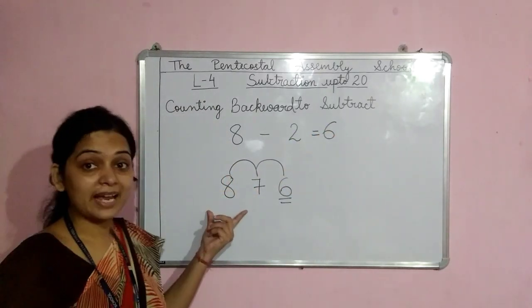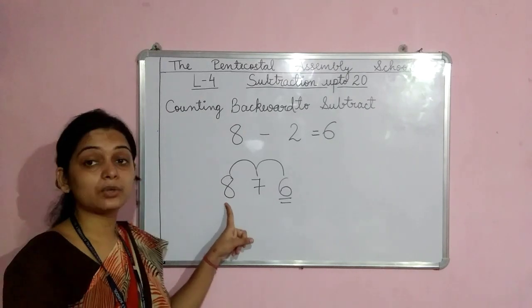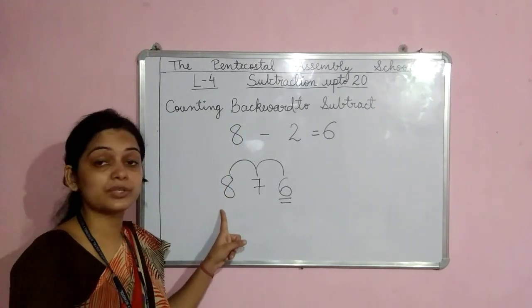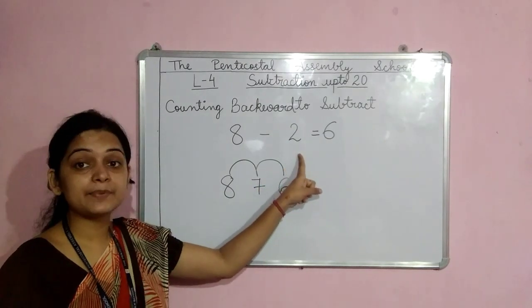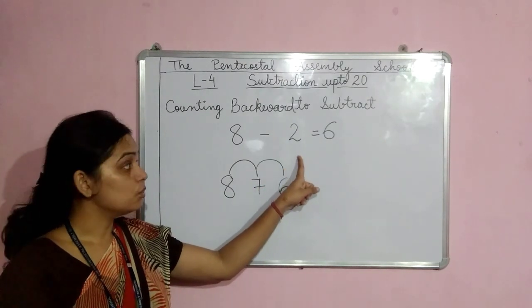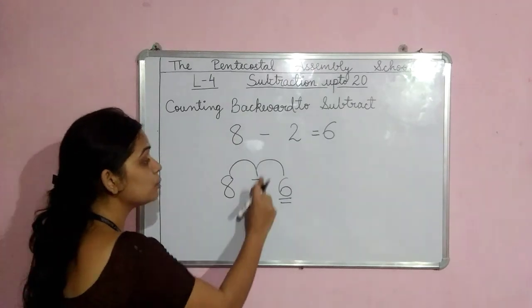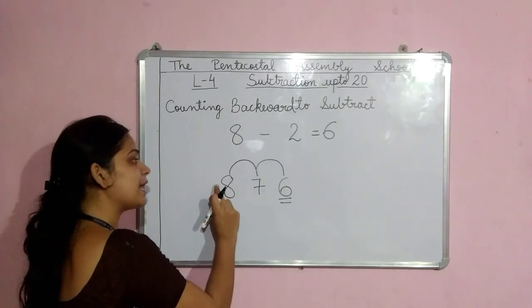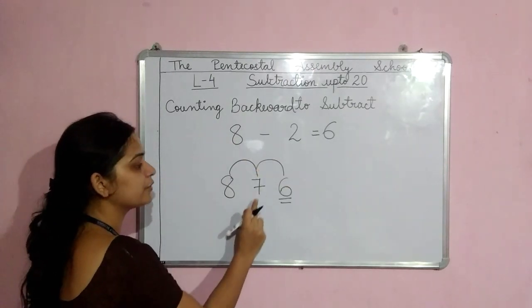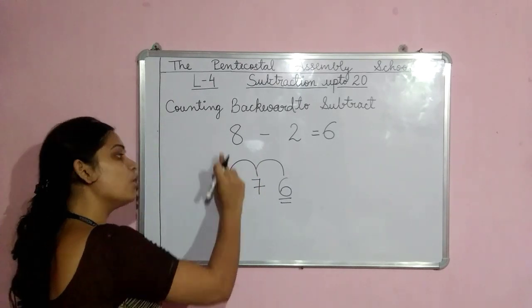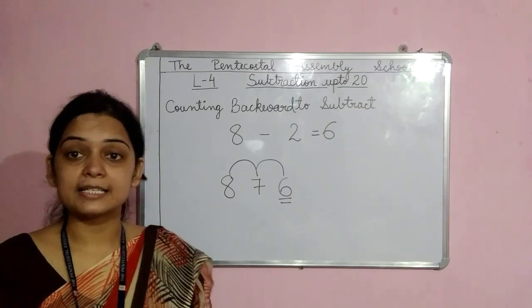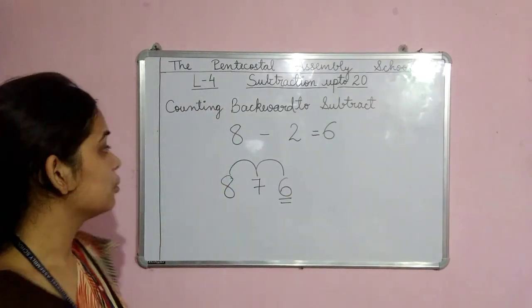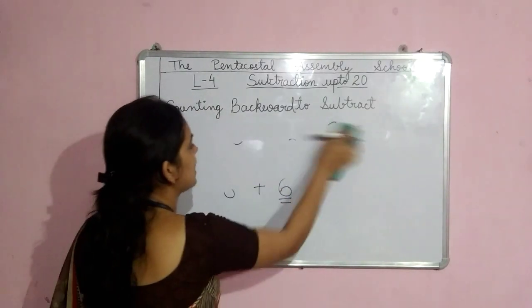So I will explain again. In backward counting, you have to start with the bigger number. And the second number tells how many steps you have to go back. 2 means you have to go 2 steps back. First step, if you go back, before 8, what will come? 7. And 1 more step if you go back, what will come? 6. So 6 is the correct answer. Now I'll give you one more example.